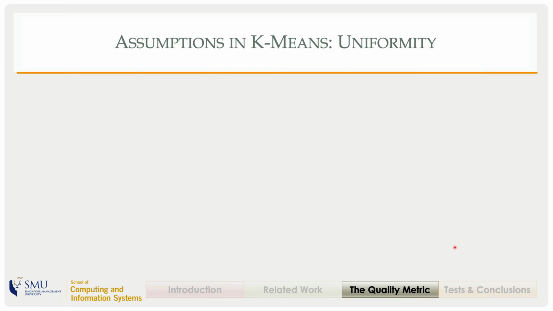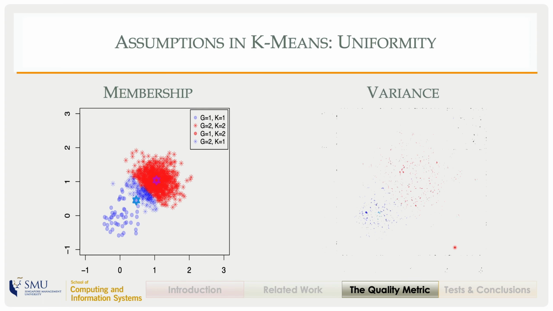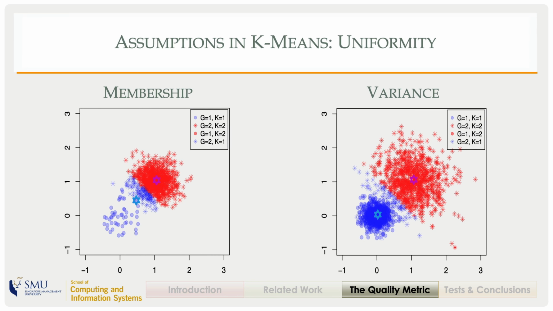Now, in order to go from the reduced chi-square to the new metric, let's look at the implicit assumptions of the k-means algorithm. One is about the membership, and the second one is about variance, the uniformity of these two entities. If the two clusters have vastly different numbers of members in them, the smaller one tends to eat into the larger one. Similarly, if the variance is very different in such a way that one cluster, the blue cluster here, is much tighter than the red one, then the blue cluster will scavenge members from the red cluster.